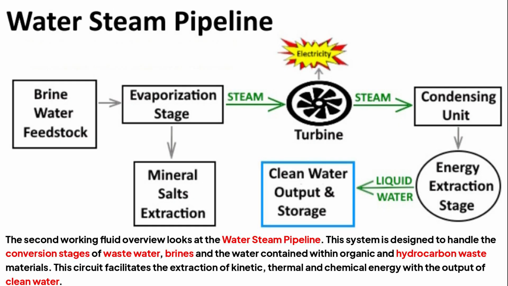The second working fluid overview looks at the water-steam pipeline. This system is designed to handle the conversion stages of wastewater, brines, and the water contained within organic and hydrocarbon waste materials. This circuit facilitates the extraction of kinetic, thermal, and chemical energy with the output of clean water.